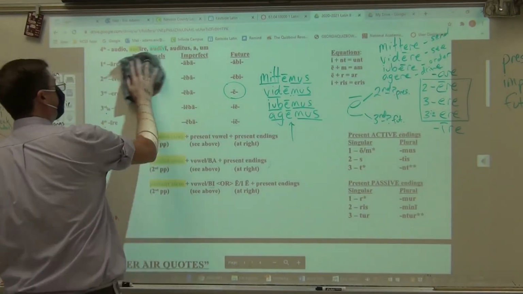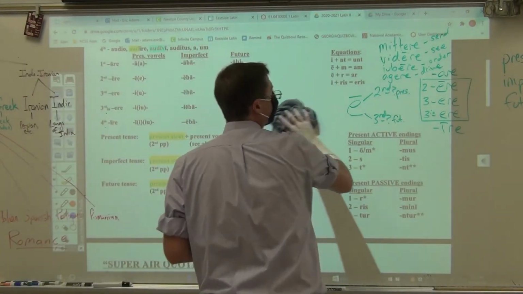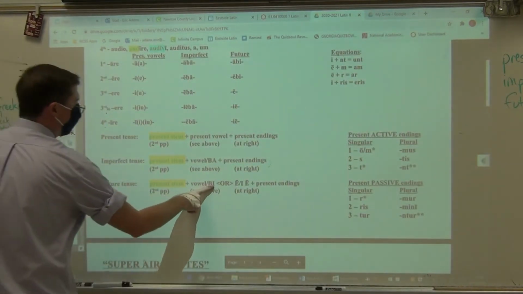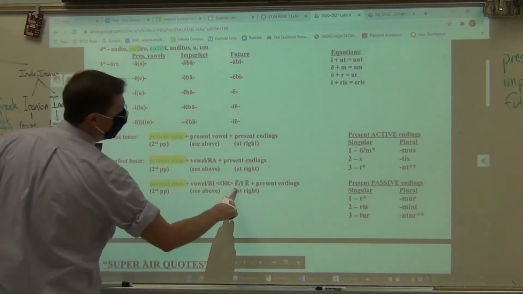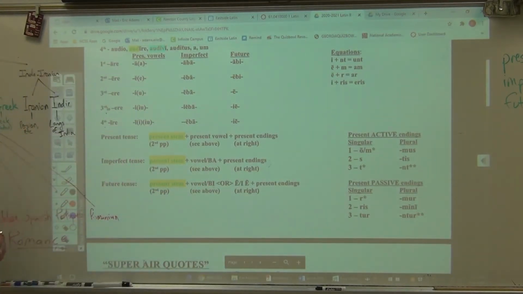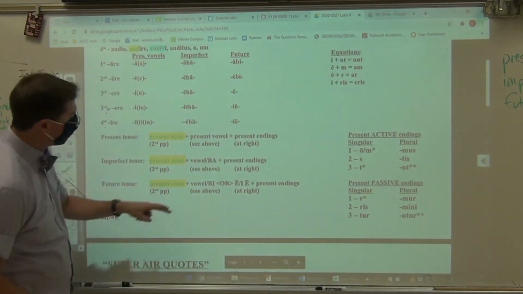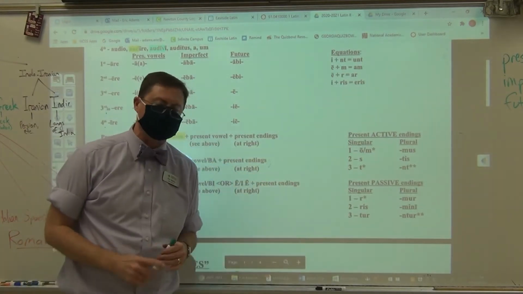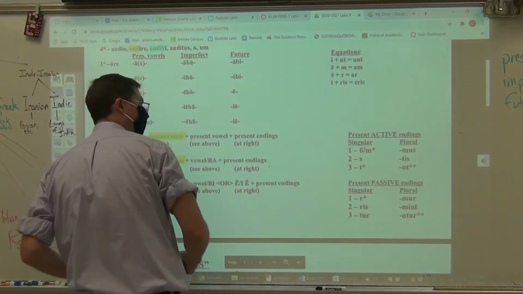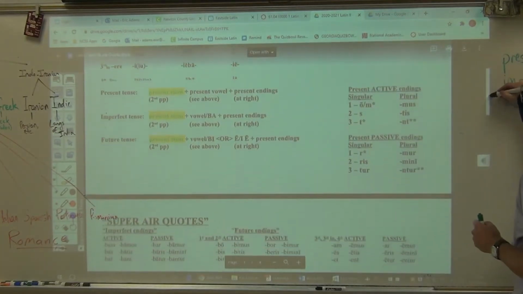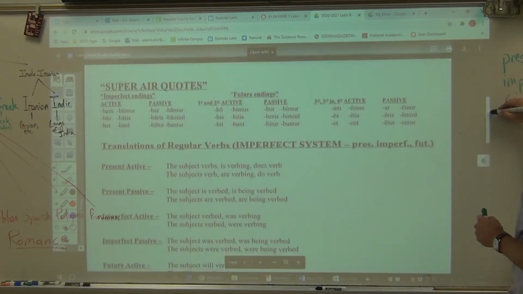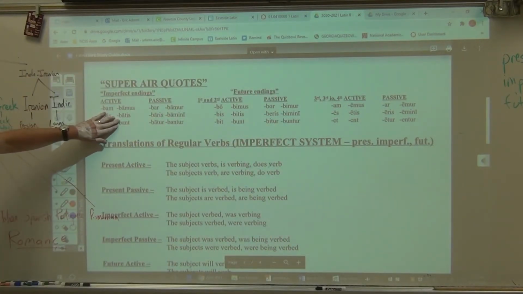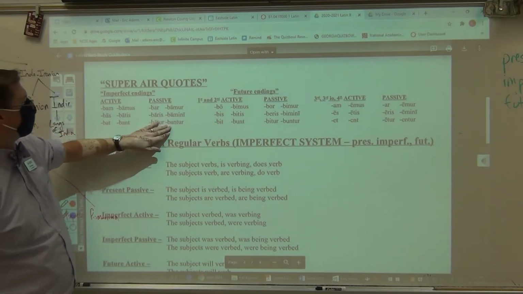Now, as I said before, you can combine your BA of the imperfect, your BI of the future, or your long E of the future, and create imperfect endings, or, in the cases of both of those, future endings, by combining them here. But remember, they do not exist as a future ending or an imperfect ending. But here, as you can see, with your super air quotes, your imperfect endings: bam, bas, bat, bamus, batis, bant, bar, baris, batur, bamur, bamini, bantur.